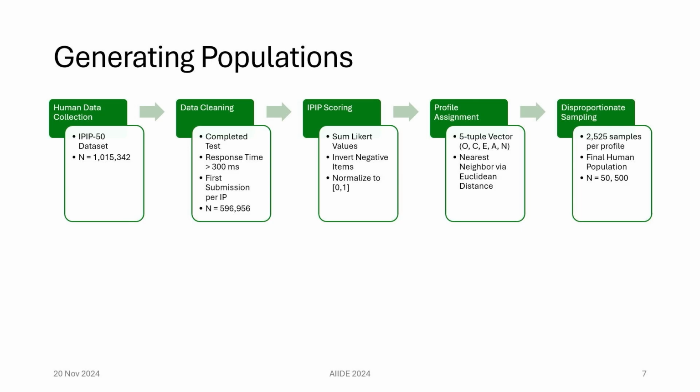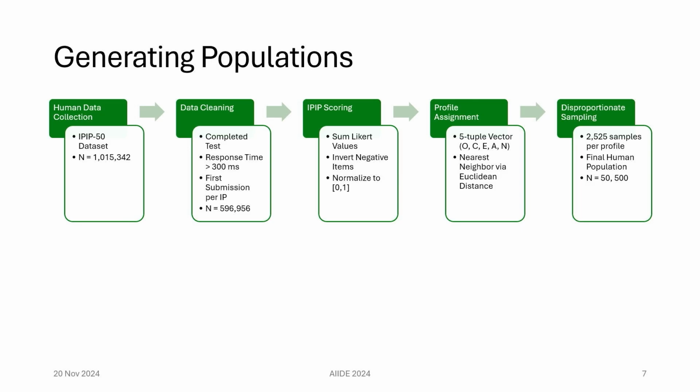We needed to ensure that these tests were complete, so we did data cleaning, making sure that all test responses were completed in a timely manner. And we only wanted one submission per single IP address. Then we used the provided IPIP score key to get the 5 dimensions. And then finally, we did a profile assignment where we effectively do nearest neighbor.